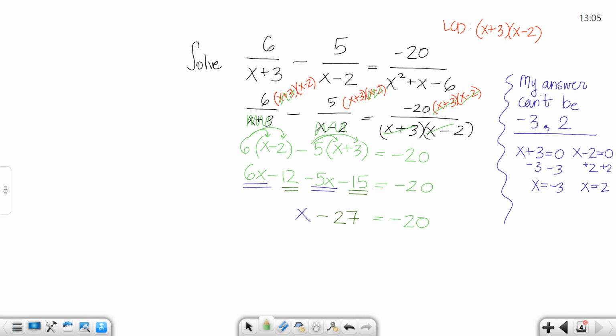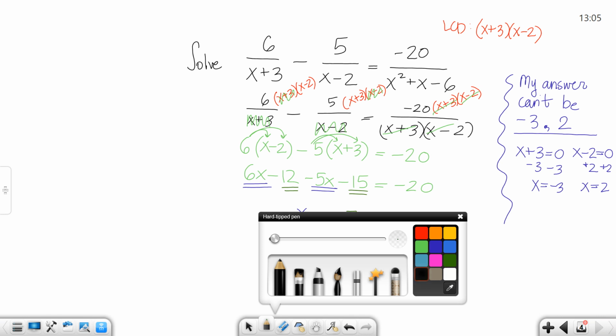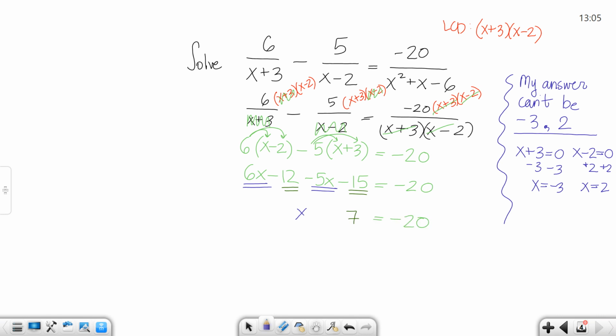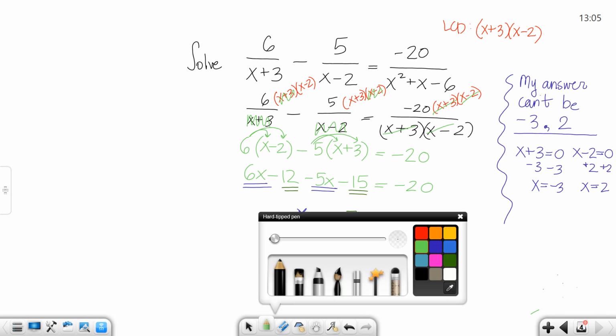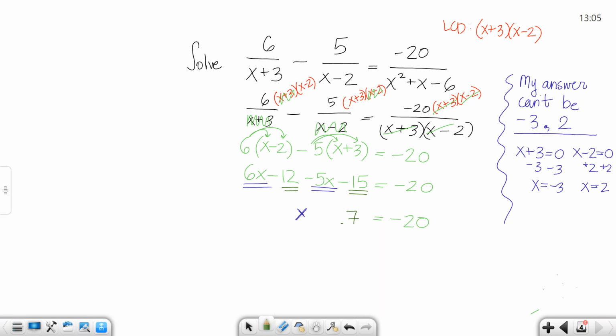To solve this out, I need to get the x by itself. So, let's see if we can fix that. Okay, so starting back over. To get the x by itself, we need to move the 27. So to move the 27, my goodness, it's giving me trouble. Sorry, one more time. Sorry, guys.